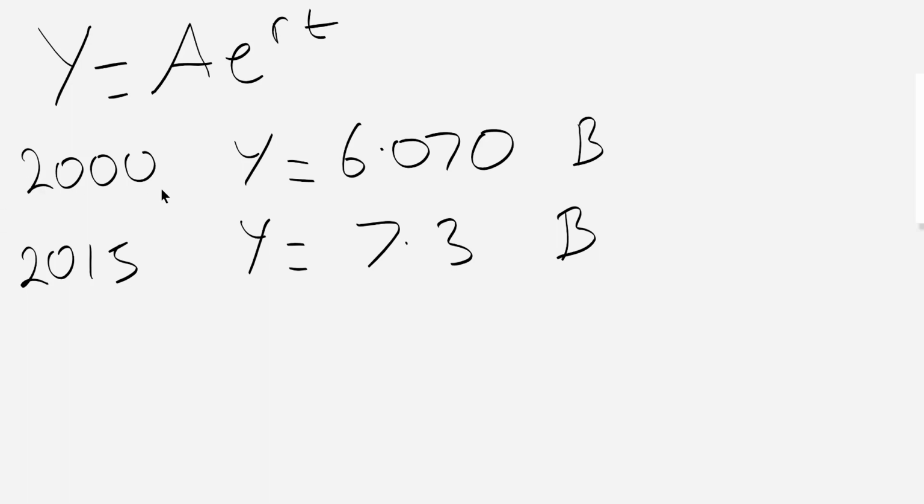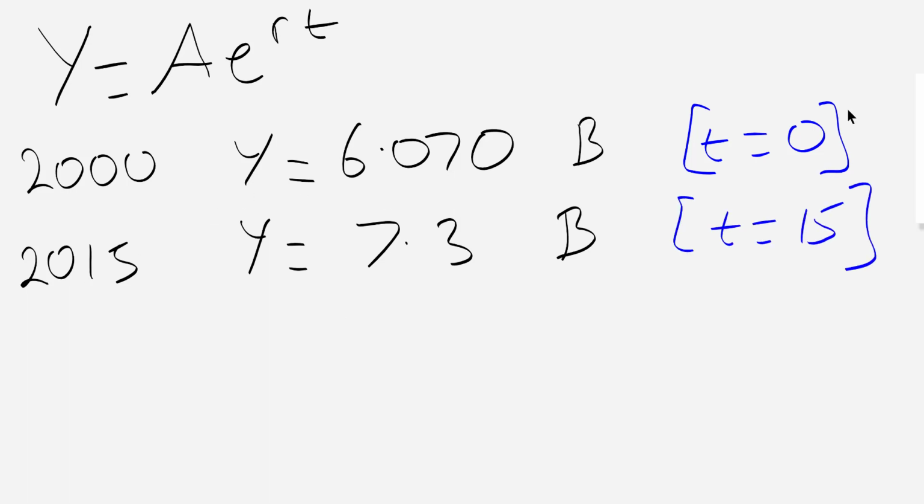So the year 2000, when the population is 6.07 billion, is going to be when t equals 0. And the year 2015, when the population is 7.3 billion, is going to be when t equals 15. To simplify the situation for ourselves, we should always label the starting year, whatever year we start investigating the process at, as our t0. And then every year on from that, we can figure out. So 2015, when t equals 15.